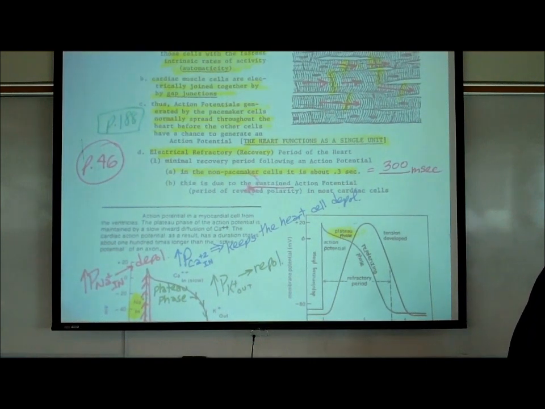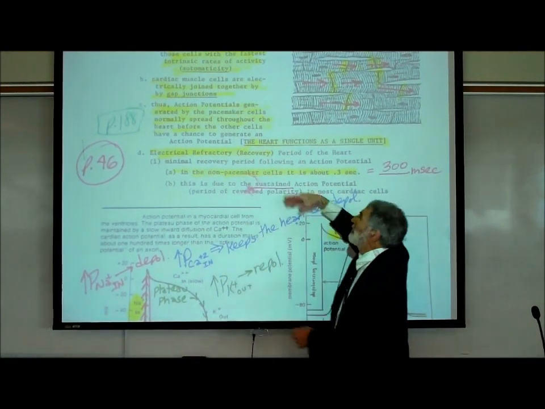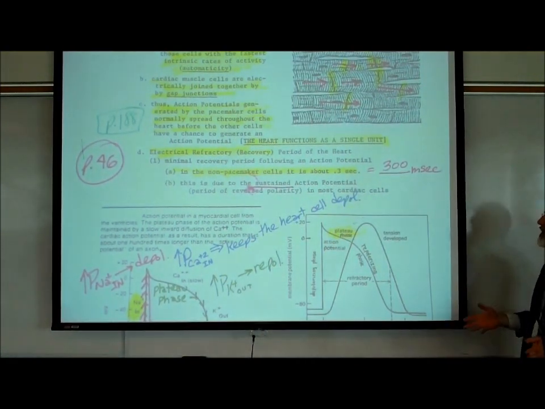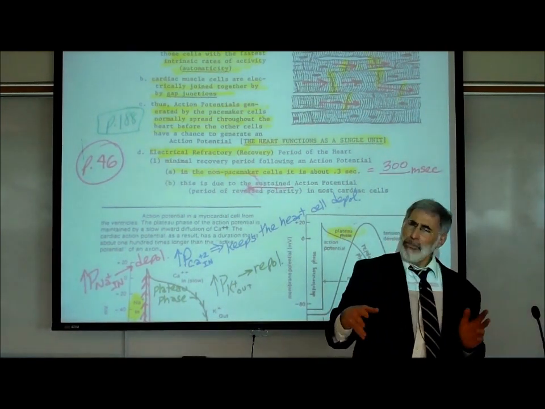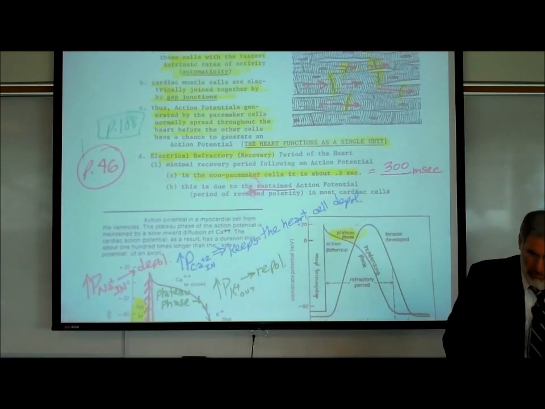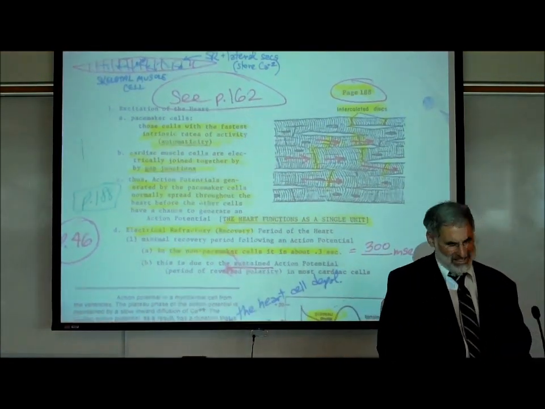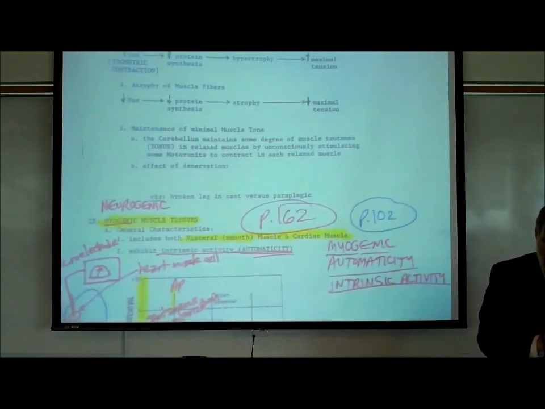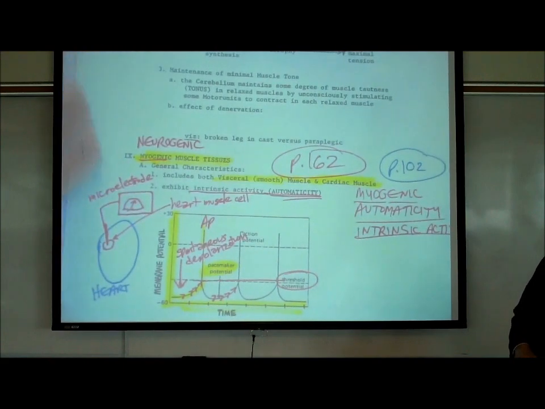Thus, action potentials generated by the pacemaker cells normally spread throughout the heart even before those other cells have a chance to generate their own action potential, so the heart functions as a single unit. Now, to help us understand how heart cells spontaneously generate an action potential, I wrote to see page 162. So let's return back to 162. This was back in the skeletal muscle physiology section that we skipped.